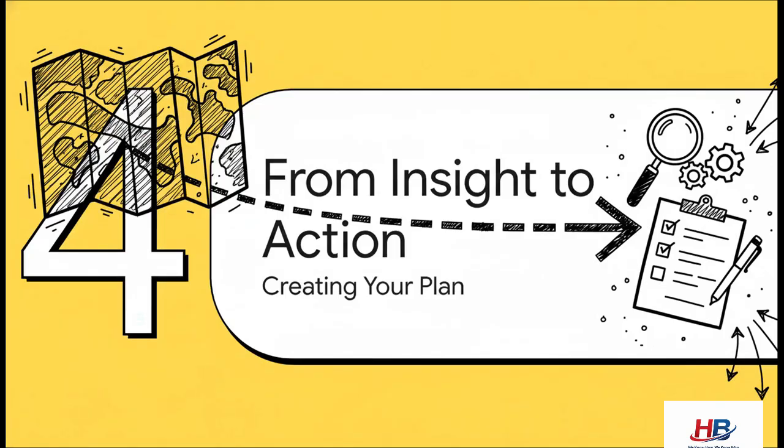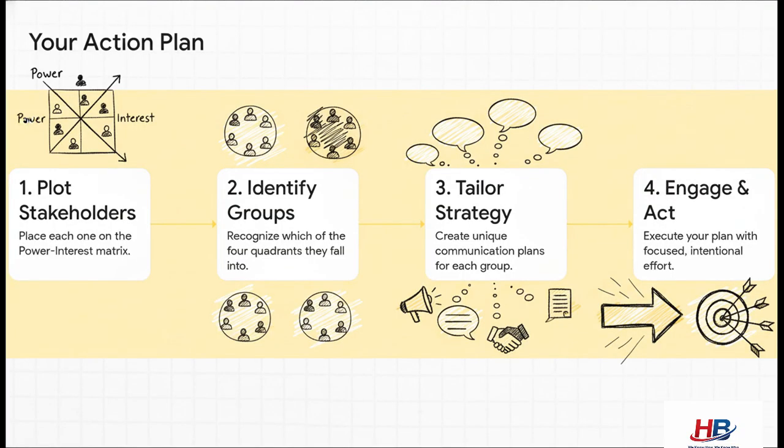And here's the most important part. This map isn't just a cool-looking chart for a presentation. It's a tool for action. The entire point of doing this analysis is to go from, oh, that's interesting, to having a real, concrete plan for how you're going to engage with people. And it really breaks down into 4 straightforward steps. 1, you plot everybody on the matrix. 2, you see which of the 4 boxes they land in. 3, and this is the game changer, you create tailored communication strategies for each of those 4 groups. You don't talk to everyone the same way. And 4, you actually go out and do it. You engage and communicate with real focus.